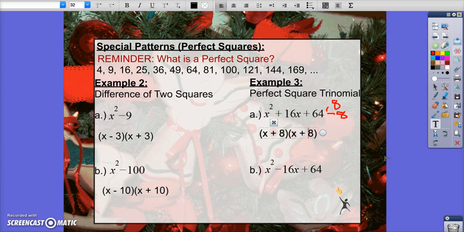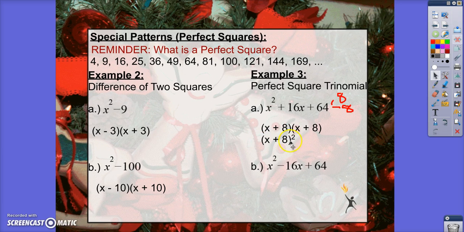Now really, if you didn't know this was a special pattern with perfect square trinomial, could you factor it? Without, yes. Where does the pattern especially matter? Difference of 2 squares. Don't forget, we could also write this as a square, (x plus 8) squared. Either answer would be okay.